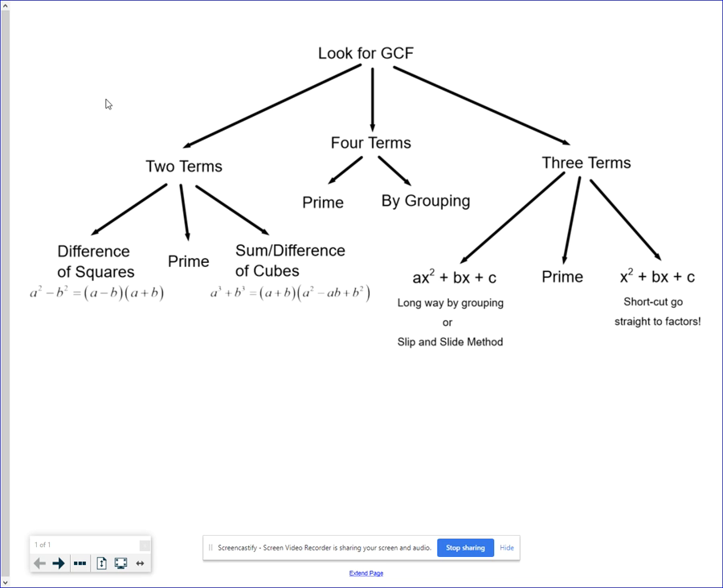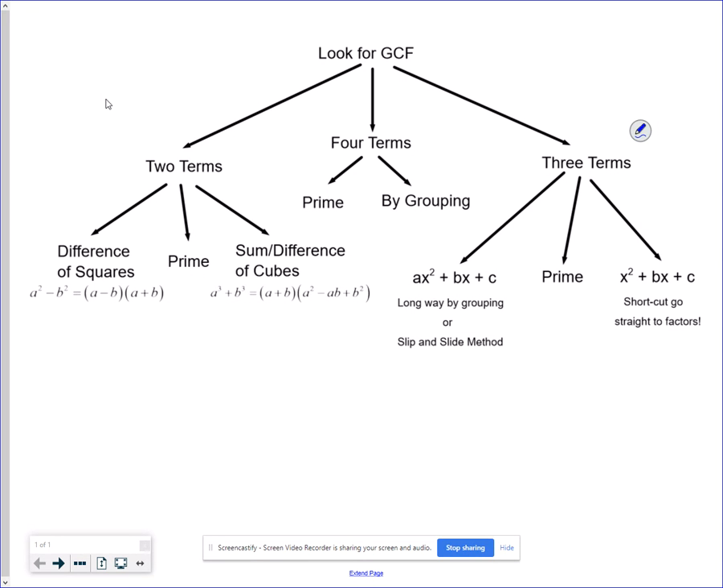Welcome back. Today I want to review how to factor. So I created this flow chart for you. When it comes to factoring, the first thing you should always do is look for a GCF. So you might want to take a screenshot of this or take a photo of this with your phone.